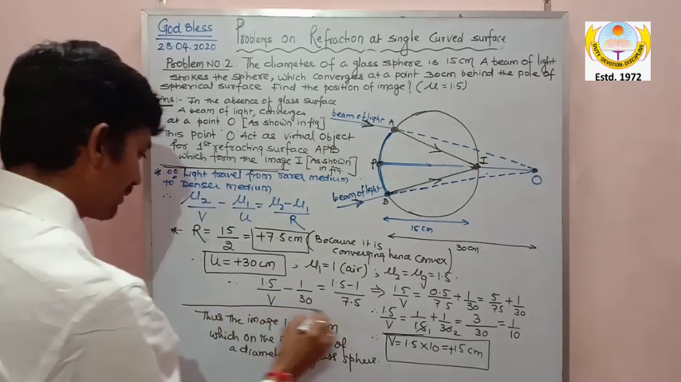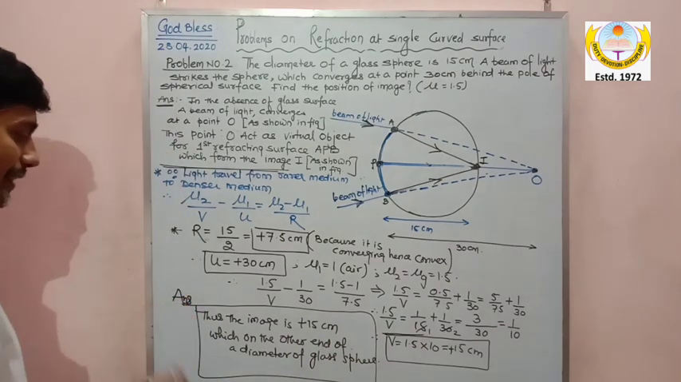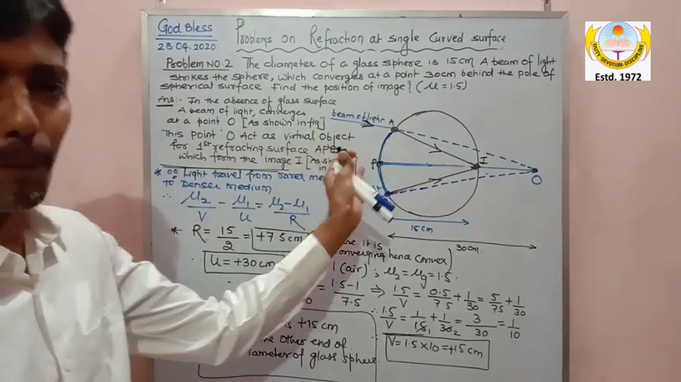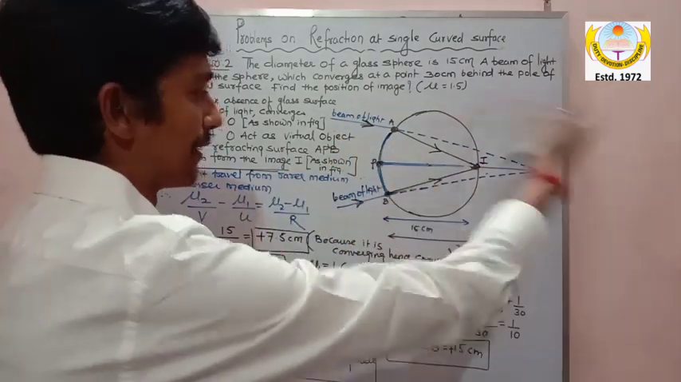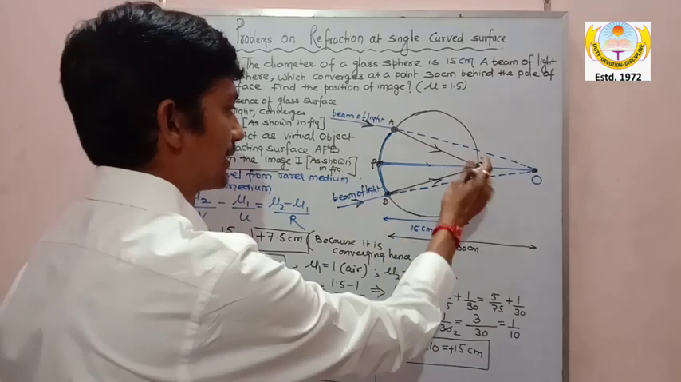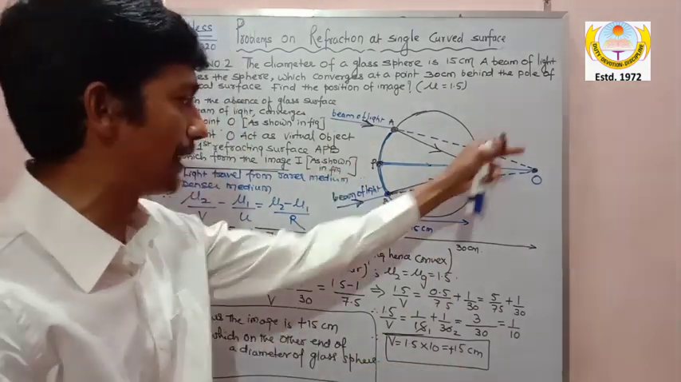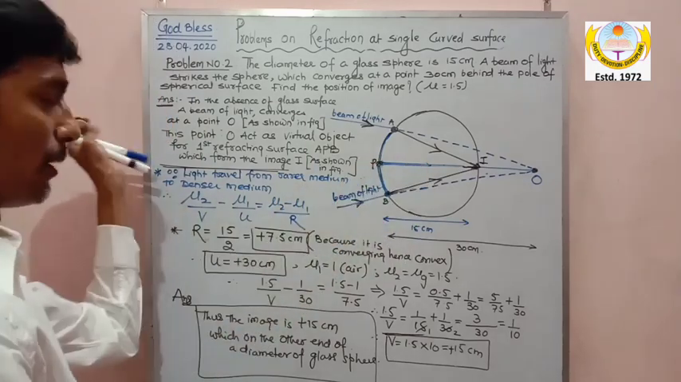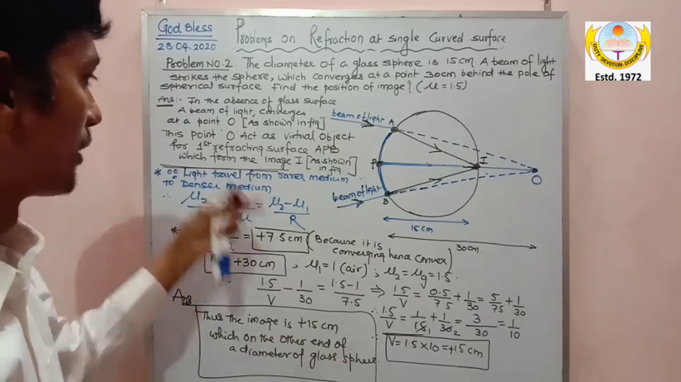I hope you understood the answer, you understood the numerical. This is the final answer, that the image is obtained at plus 15 centimeter, that is on the other end of the diameter, my dear. Here you can see, it is a positive answer. If it were negative, it would come on this side. So here is the question, and here is the answer and solution for this question.